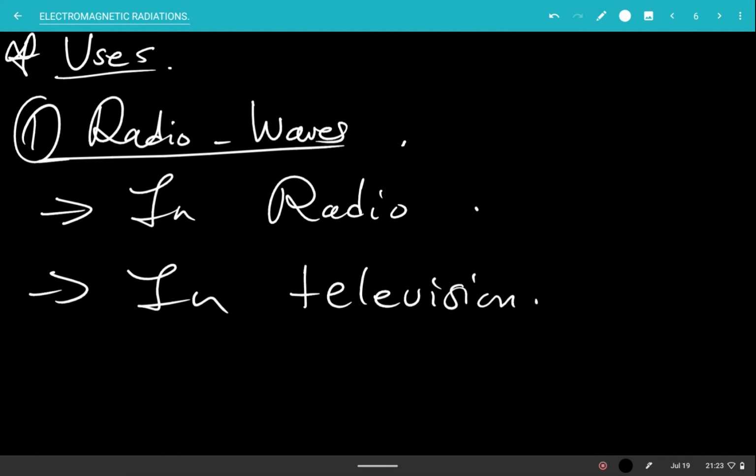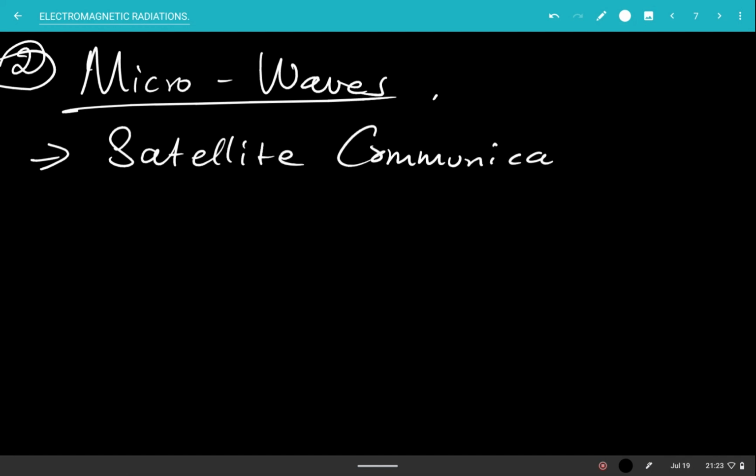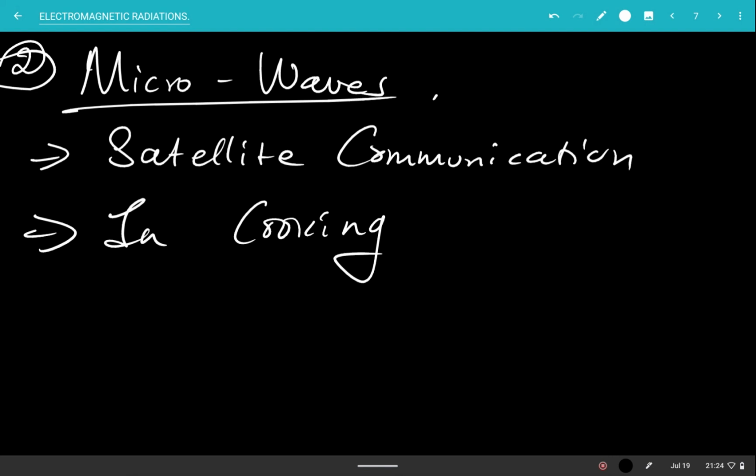Alright, that's in simplicity. Now, once we understand the uses of radio waves, we can move on to the next electromagnetic radiation, which is simply the microwaves. Microwaves, first, are used in satellite communication, and not just that, they're also used in cooking food. That's why we have appliances called microwaves. So they're also used in cooking what?